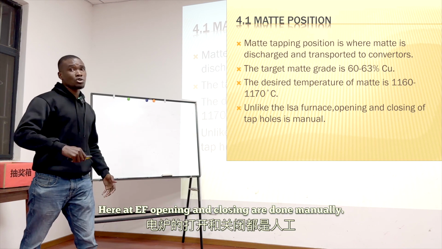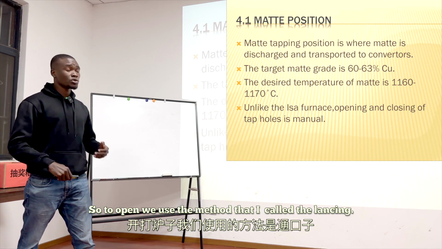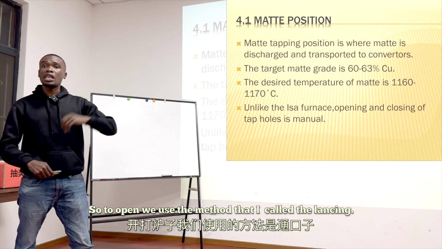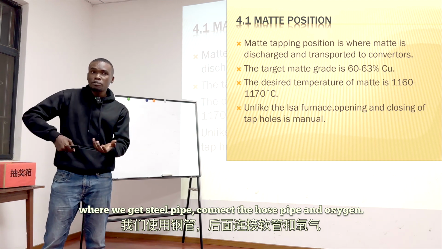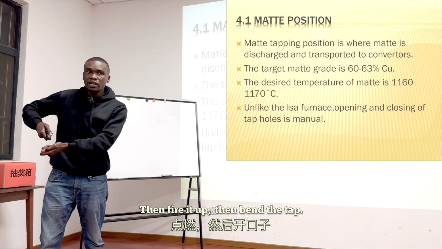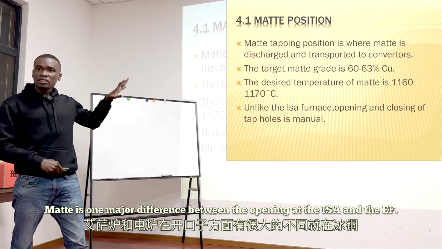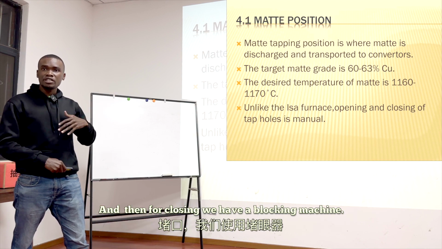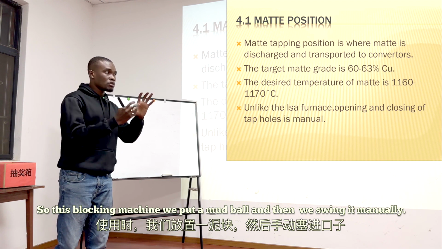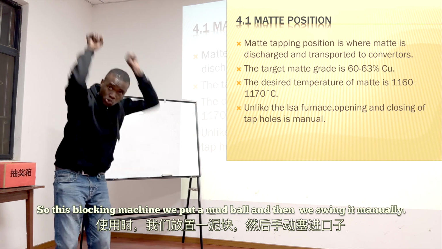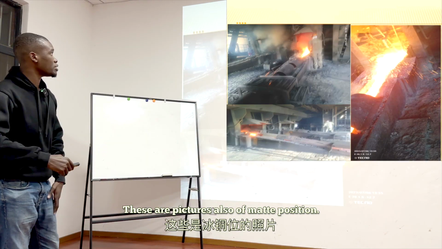Here at EF, opening and closing are done manually. So to open, we use the method that I call lancing, where we get a steel pipe, connect the hose pipe and oxygen, then fire it up, then bend the tapo. That is one major difference between the opening at the ISA and the EF. And then for closing, we have a blocking machine. So with this blocking machine, we put a matte ball and then we swing it manually. Need enough strength to close. These are pictures also of matte position.